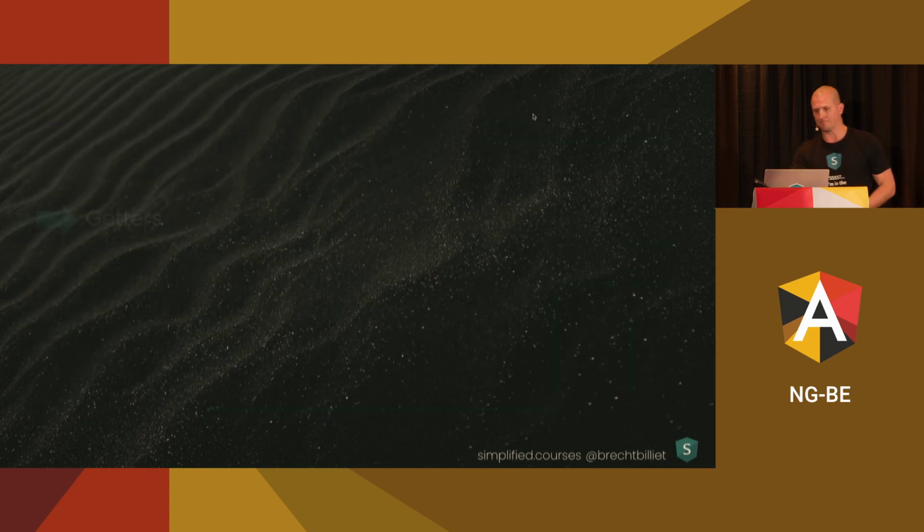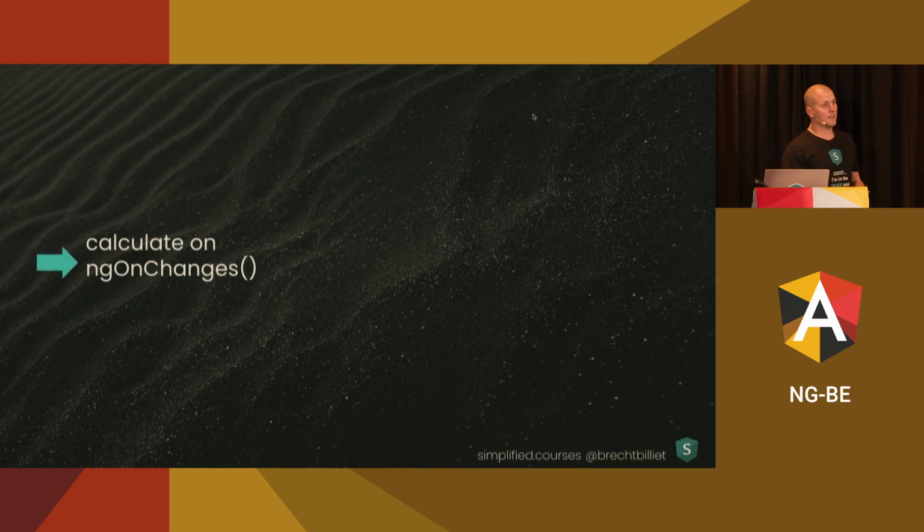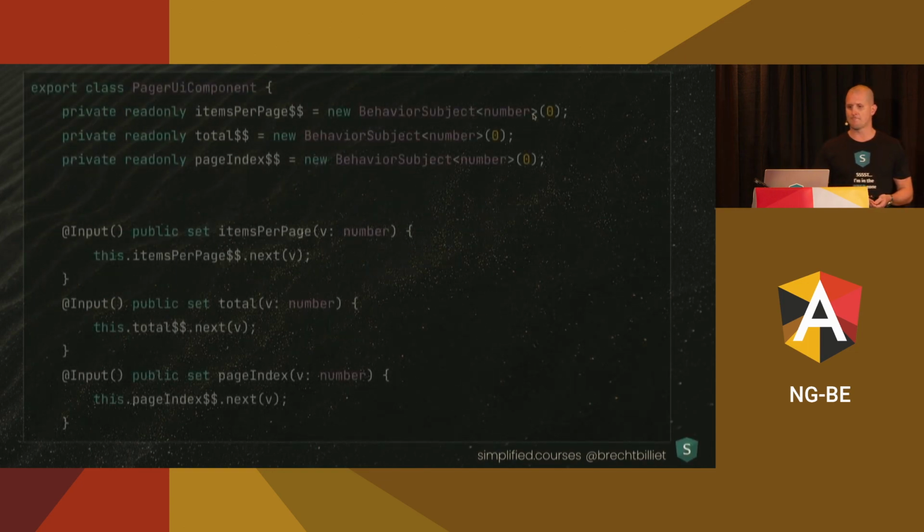All right. So how could we fix this? We could use getters, template functions, we could use pipes, but that's not really reactive. And the name of this talk is Reactive Patterns. We can calculate on the onChanges lifecycle hook, but that's kind of brittle. We don't have any nice type safety there, and we would have to write lots of conditional logic.